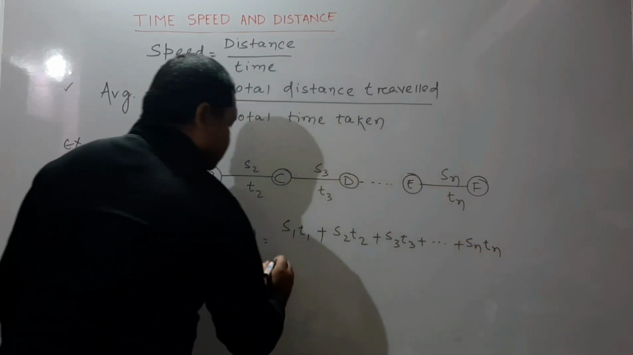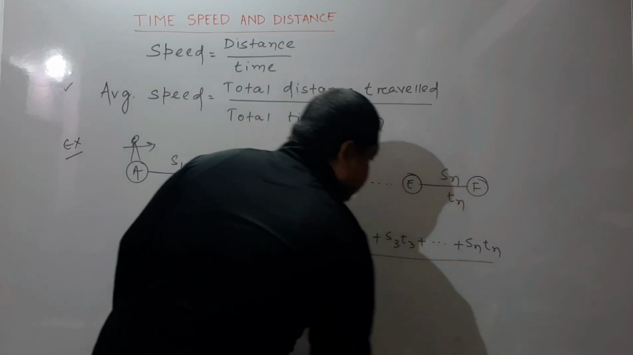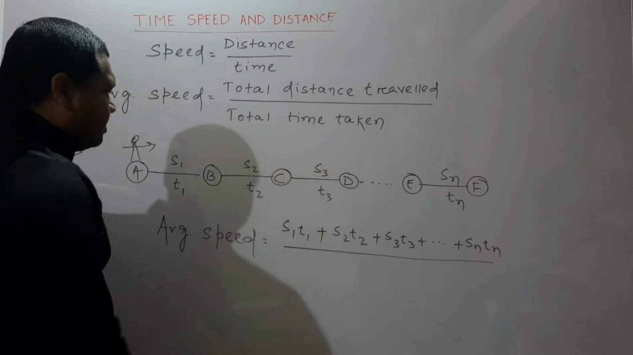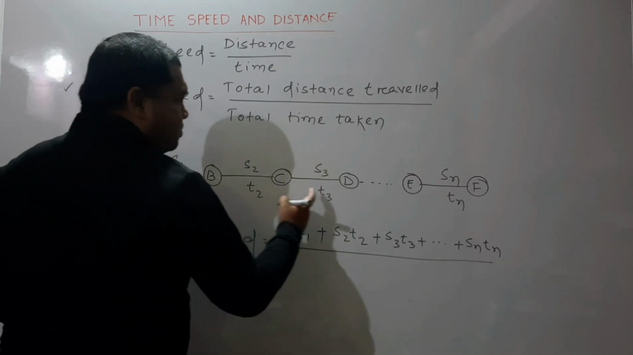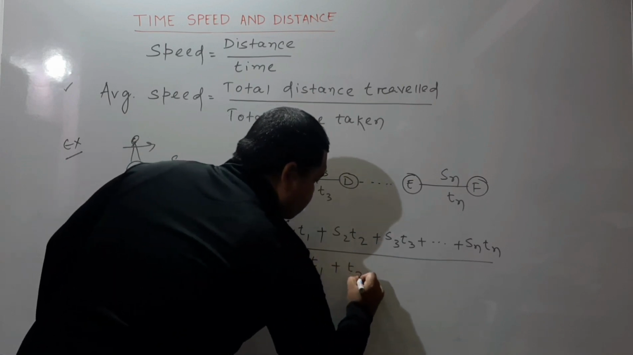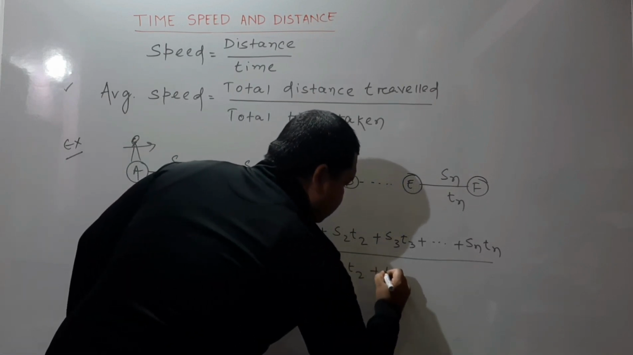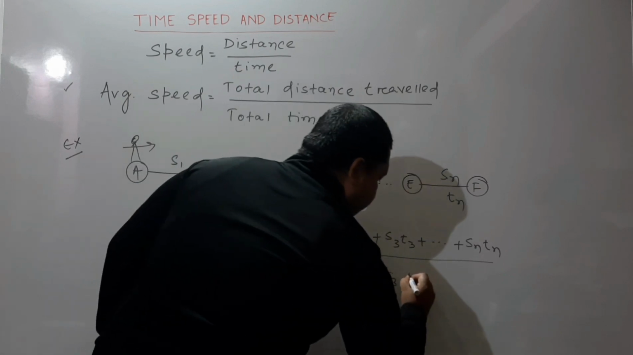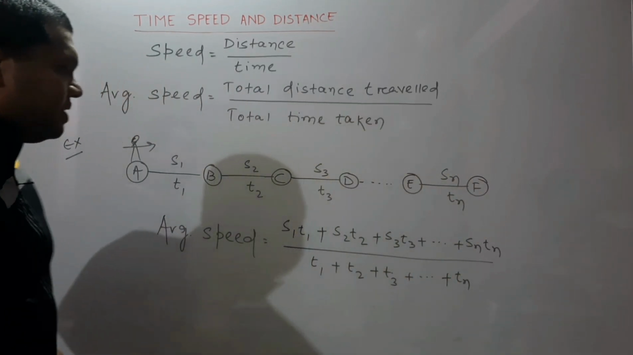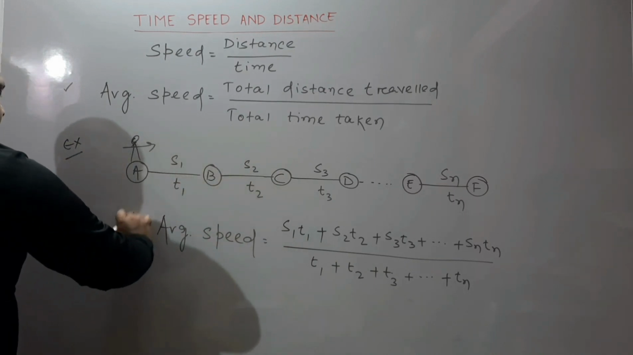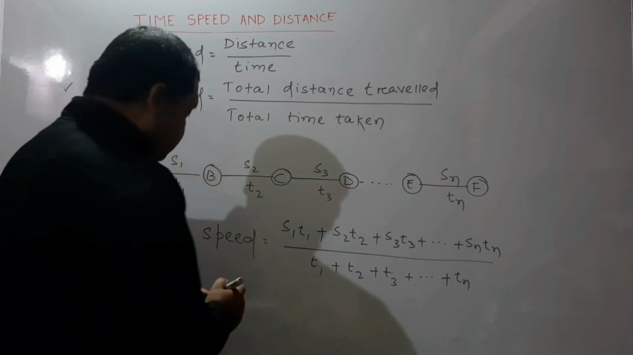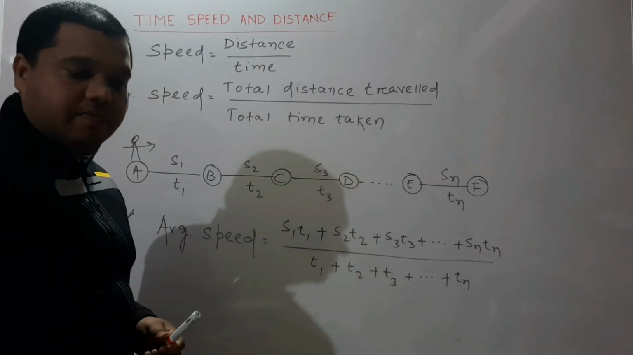This is the total distance. Average speed is the ratio of total distance divided by total time taken. And here total time taken is t1 plus t2 plus t3 up to tn. So this is nothing but average speed. Very, very important formula. Clear? Now we will solve questions from this concept, average speed.